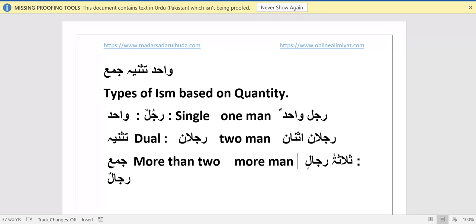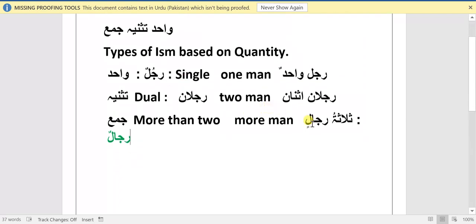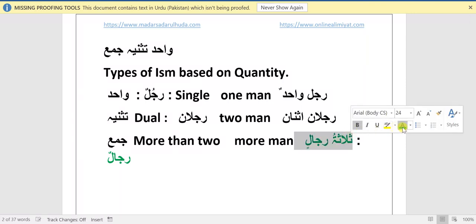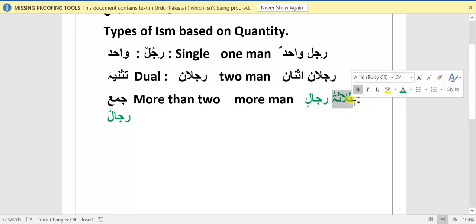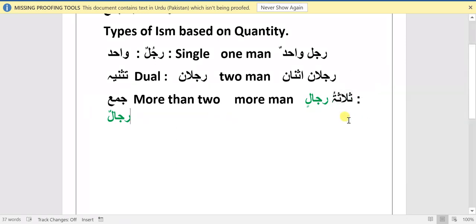Then what is the difference between the Jama by calling rijalun or salasatu rijalin? They both are used to say more than two, but what is the difference? If you look closely, you can easily find the difference. When I am using the word rijalun, it does mean more than two, but we do not have a specific number. More than two, how many? 5, 10, 15, infinite, thousand, millions, how many men? We do not have any information about that. But when we are saying salasatu rijalin, it means three men. So here salasatu means three, which gives a specific number: yes, we mean more than two, but it should be only three, not four, not five.